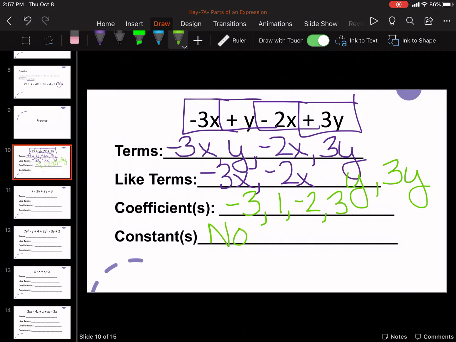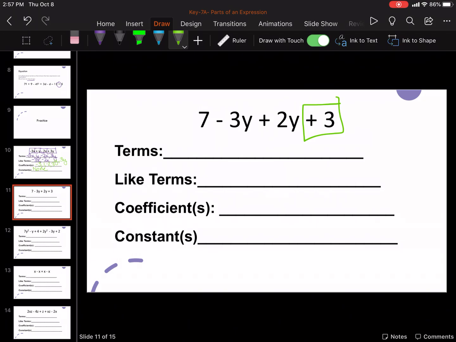And constants are none. You do need to write the word none because that answers that there are not any. Don't put 0 because we're going to think you think there's 0 in it. And don't put NA because it is applicable. It is a legit question for this type of problem.